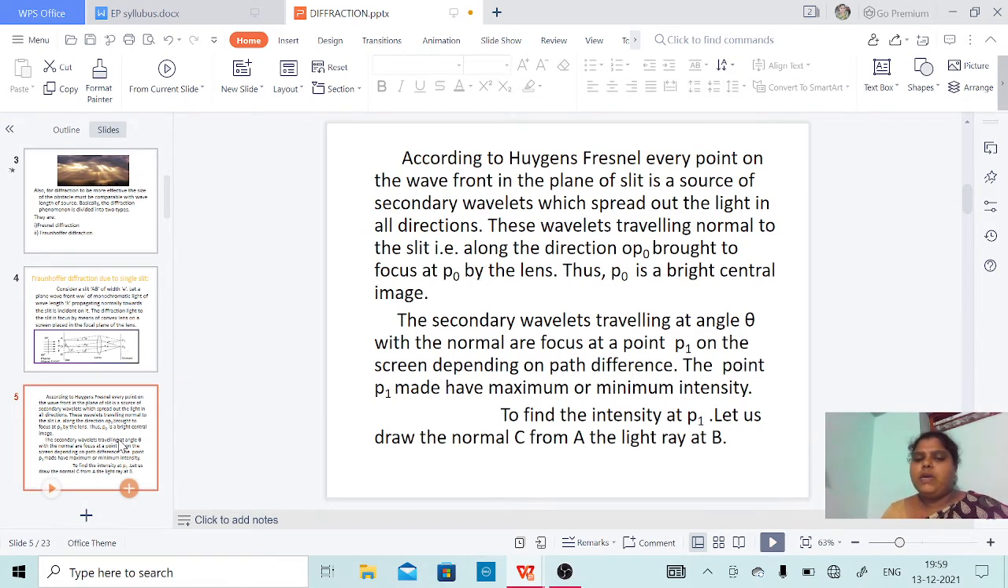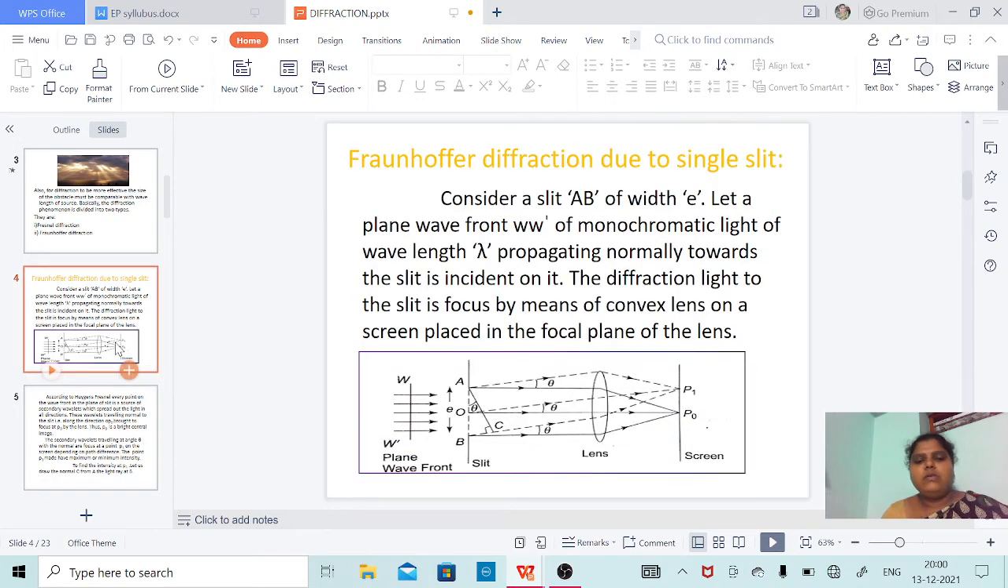Now the point P1 may have maximum or minimum intensity. To find the intensity at P1, we know that P0 is the central maxima, and at P1 there is a minima. Let us draw the normal from A. We have drawn a normal from A to the light ray at B.